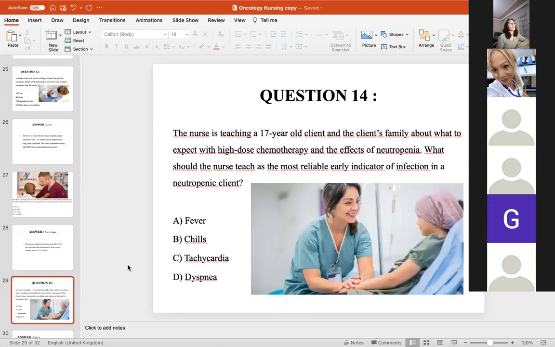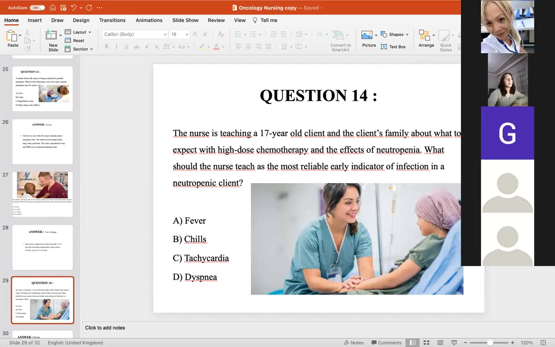And question 14. The nurse is teaching a 17-year-old client and the client's family about what to expect with high-dose chemotherapy and effects of neutropenia. What should the nurse teach as the most reliable early indicator of infection in a neutropenic client? A. Fever. B. Chills. C. Tachycardia. D. Dyspnea.